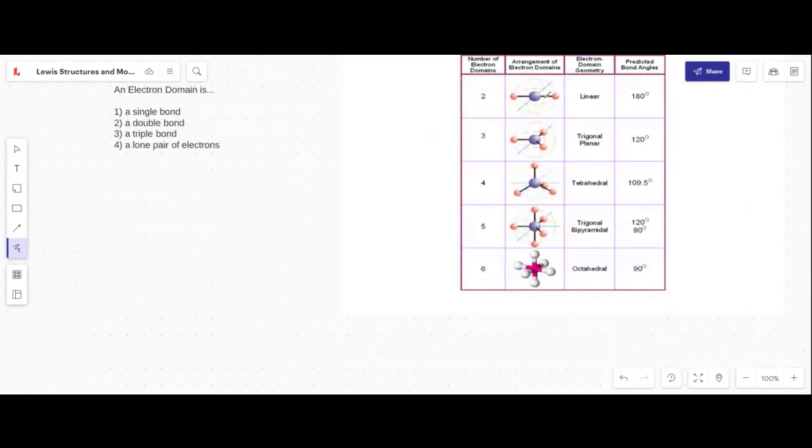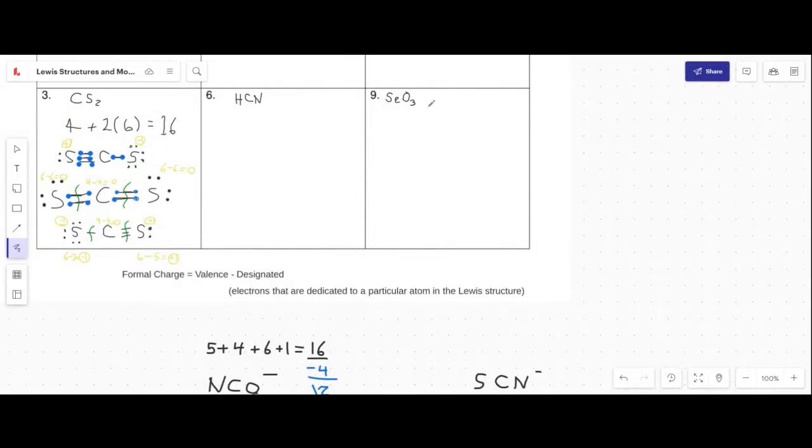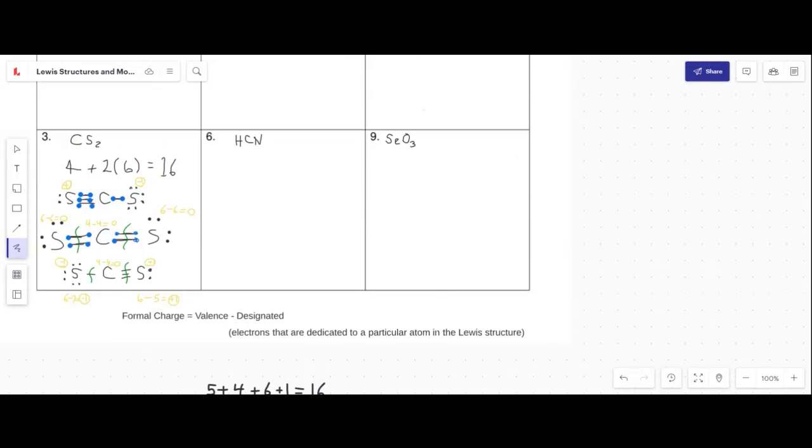Okay, so let's take that chart and use it to figure out what the shape of some of these other molecules we drew are. So what about carbon disulfide, CS2? What would the shape of that molecule be? Linear, yep. It has 2 electron domains around the central atom. The central atom's carbon, it has 2 electron domains, and therefore it is going to be linear. Let's take a look at some of the others.